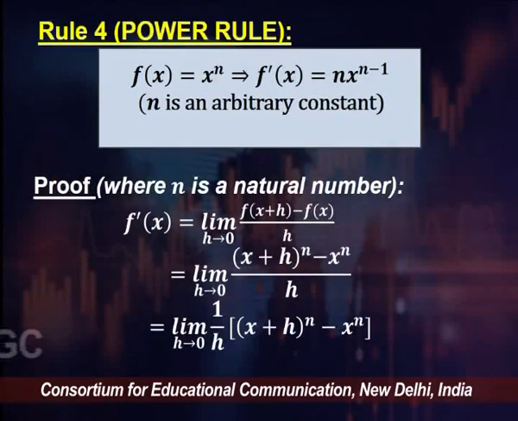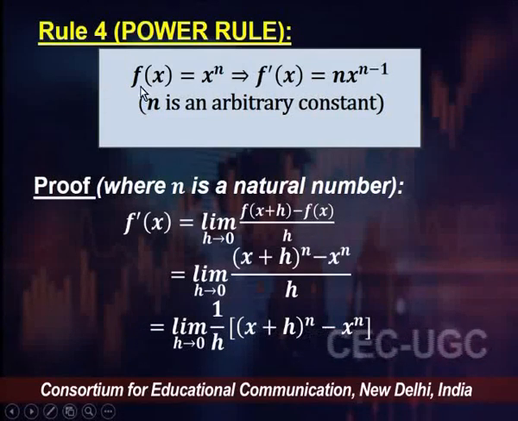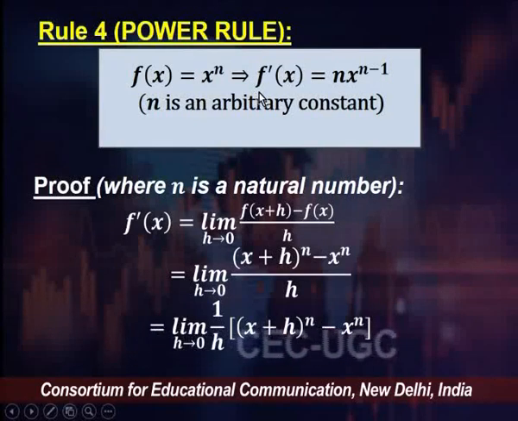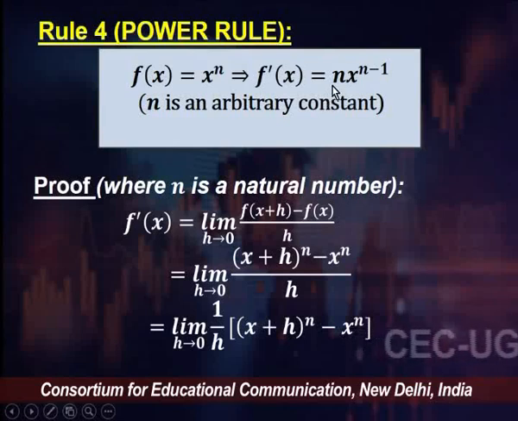The next rule, rule number 4, is a very important rule. It is called the power rule. So here we have that if a function f of x is given by x to the power n, where n is any arbitrary constant, then the derivative of the function is given by n times x to the power n minus 1.